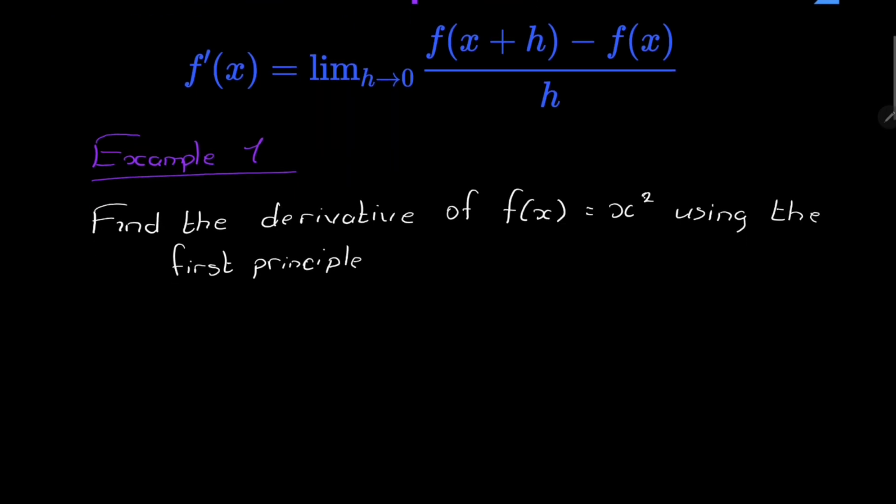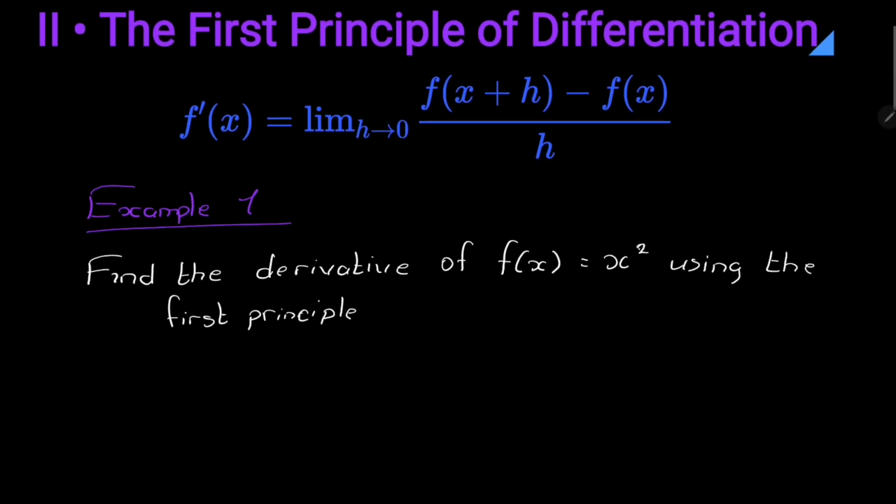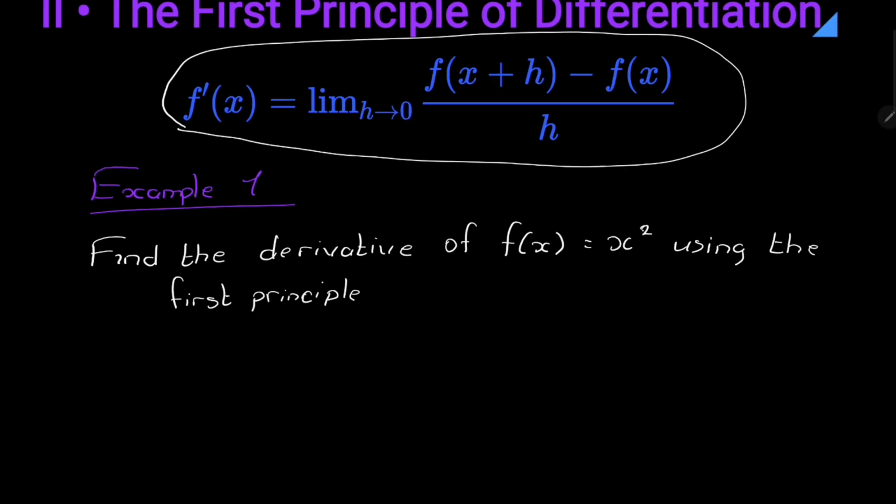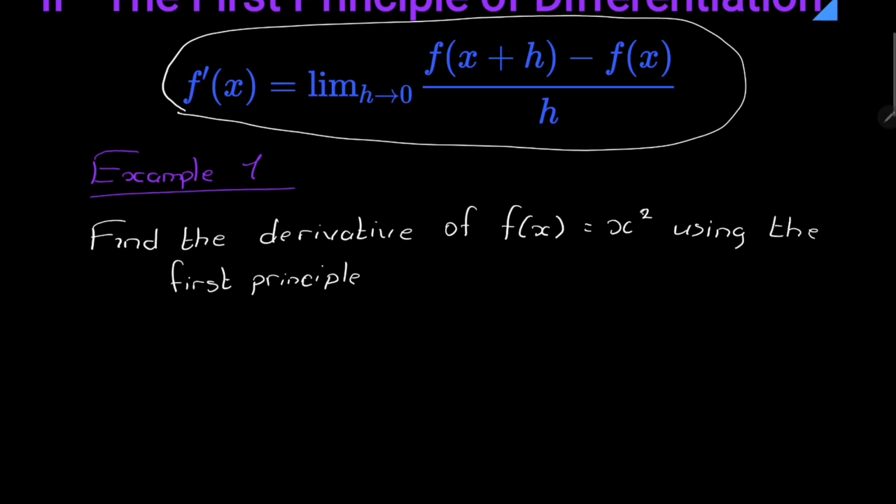Okay, in order to differentiate f of x using the first principle, the first thing we do is recall our formula for the first principle. From our formula, the next step is to identify the different terms in the formula. We have two main terms which we have to calculate. Our first term is f of x plus h. Our second term is f of x. And so we're going to first of all calculate these two terms.